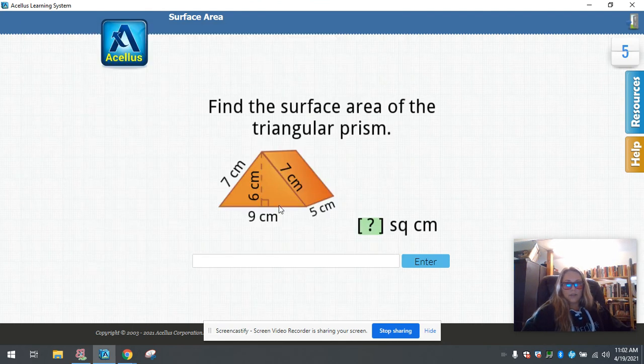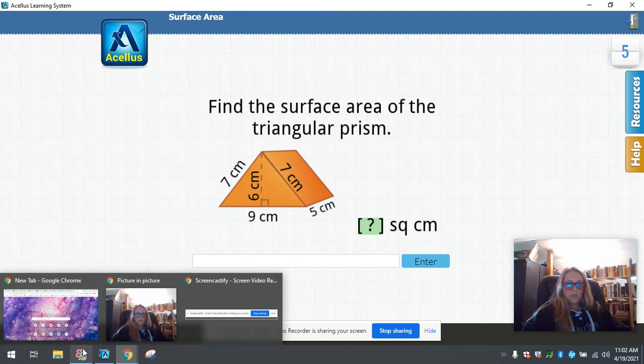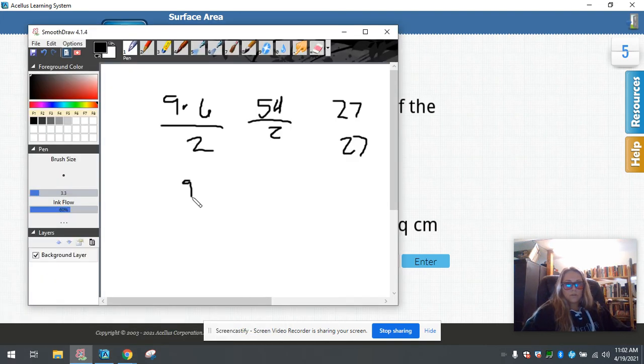Let's find the area of the bottom rectangle. So the bottom rectangle would be 9 by 5. So we're going to go 9 times 5, which is 45.